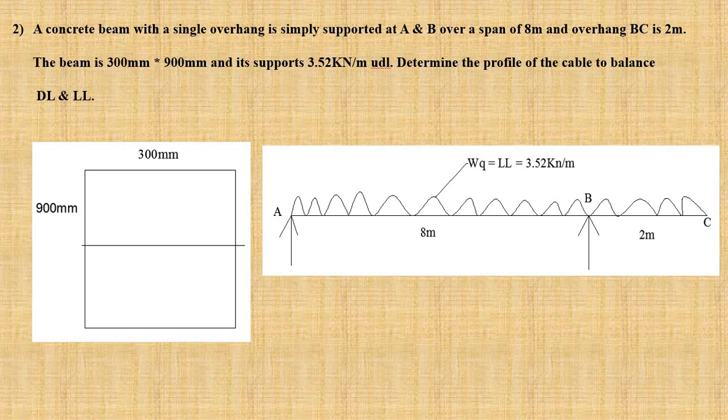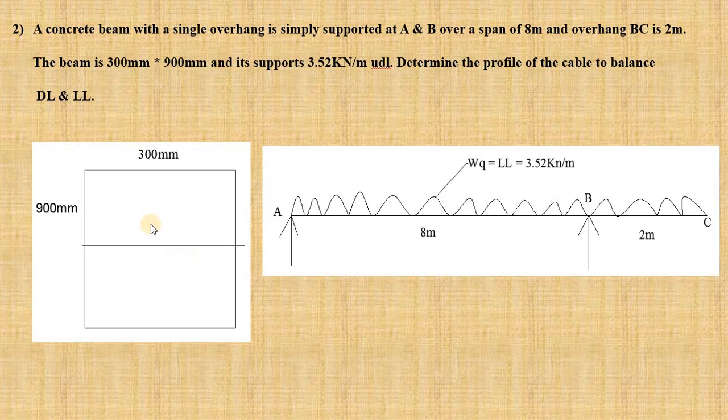A concrete beam with a single overhang is simply supported at A and B over a span of 8 meters and overhang BC is 2 meters. The beam is 300 mm by 900 mm and it supports 3.52 kilonewton per meter UDL. Determine the profile of the cable to balance dead load and live load.